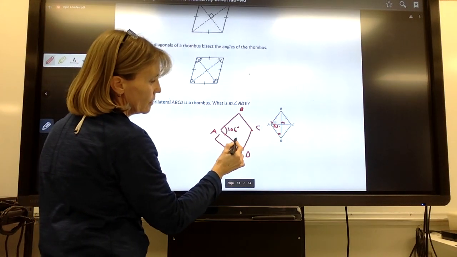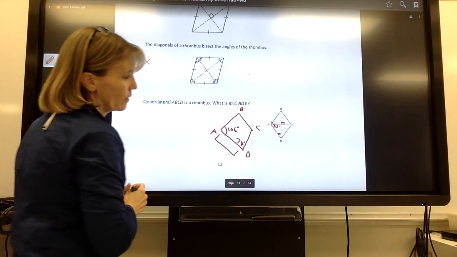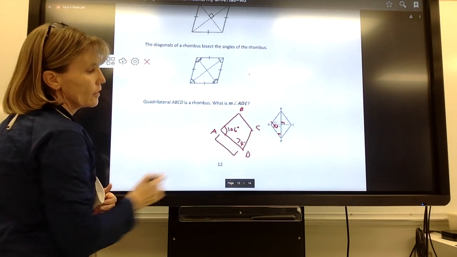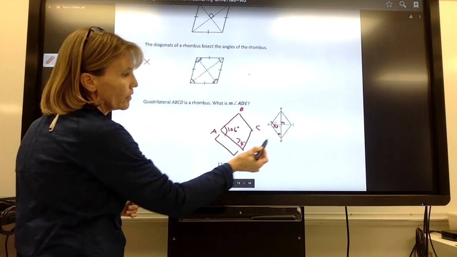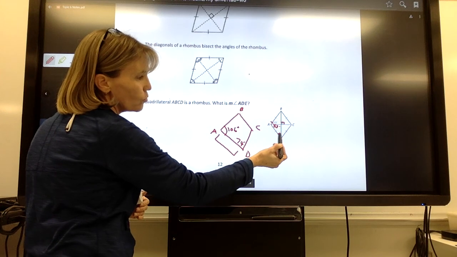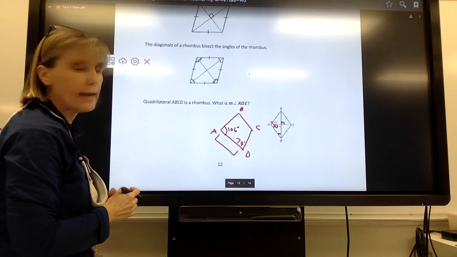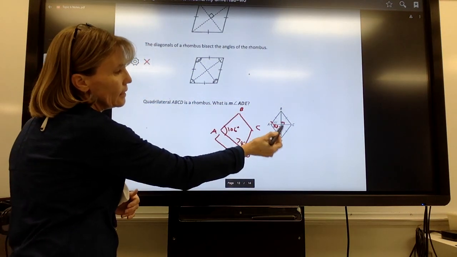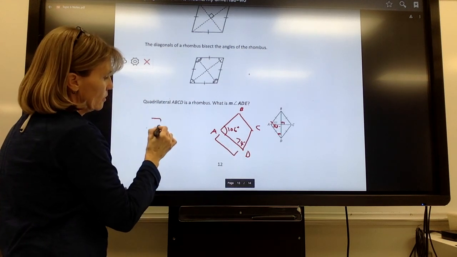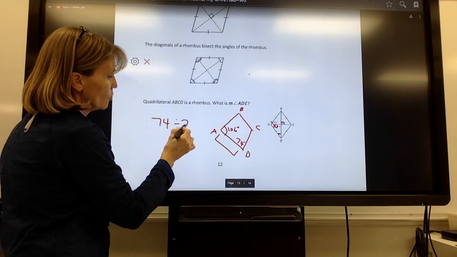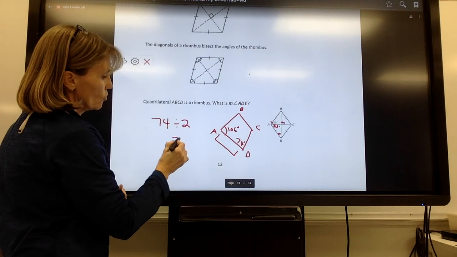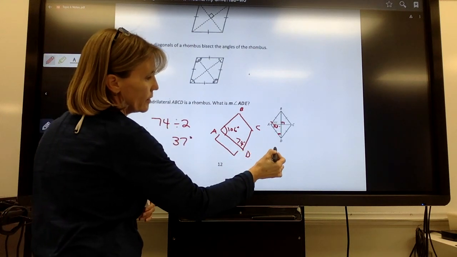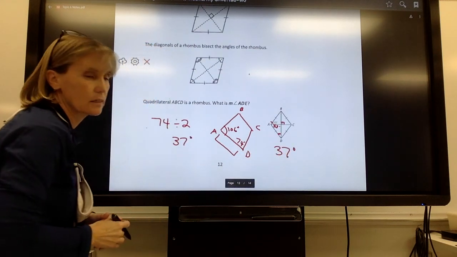Hopefully you said 74 degrees. Okay, if I add these two together, I get to 180. So if this angle down here, this whole thing is 74 degrees, what's that portion that I want, that A, the measure of ADE? Well, it's going to be half of that. So 74 divided by 2 is 37 degrees. This angle right down there is 37 degrees.